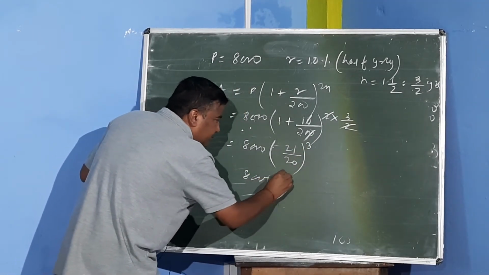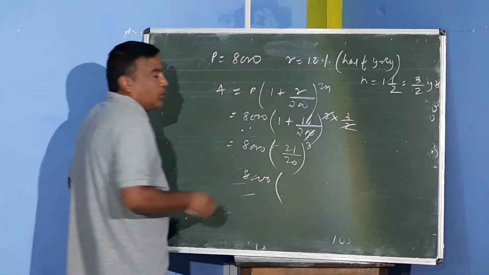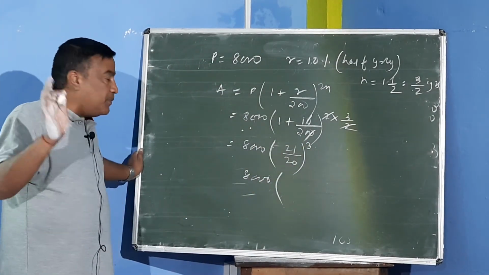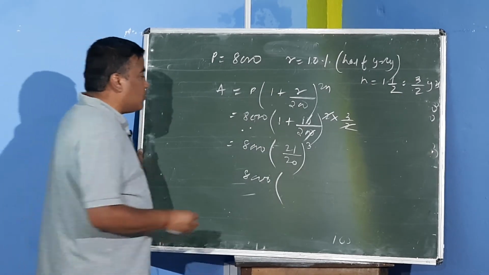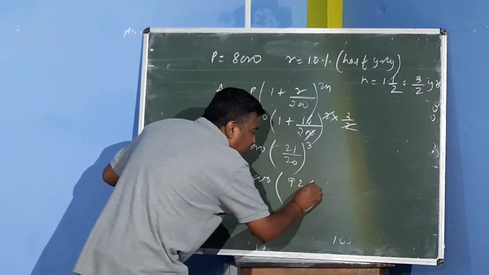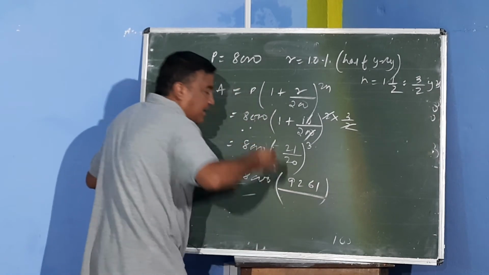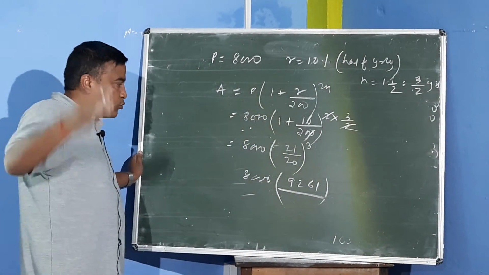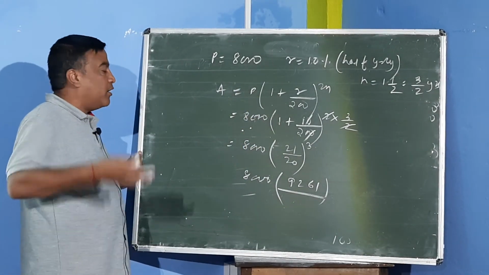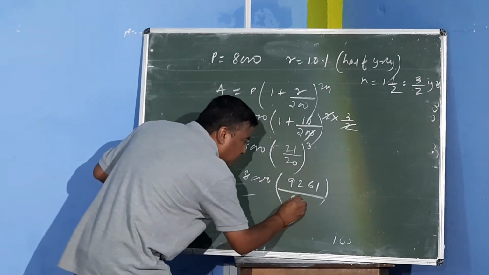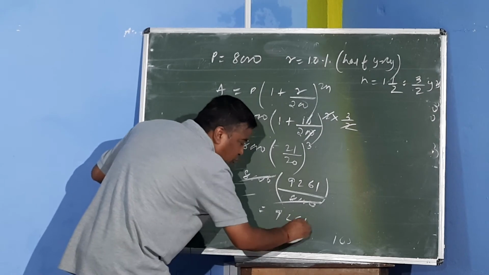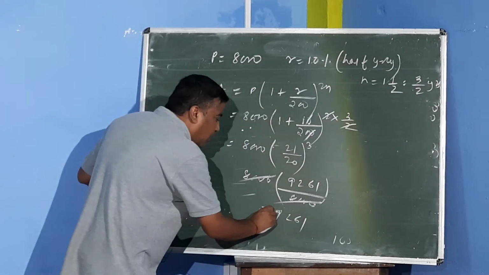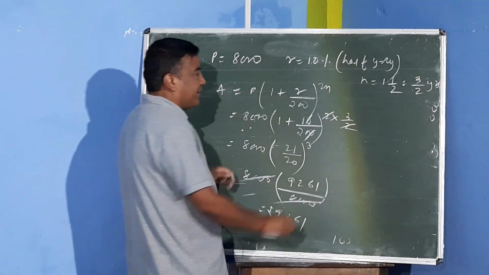8000. Now 21 cube. 21 into 21 you multiply, you will get 441. Again 441 into 21 you multiply, you will get 9261, divided by 20 into 20 into 20. 20 into 20 is 400. 400 into 20 is 8000. So these two will get cancelled. The answer is 9261. This is the amount when it is half yearly.